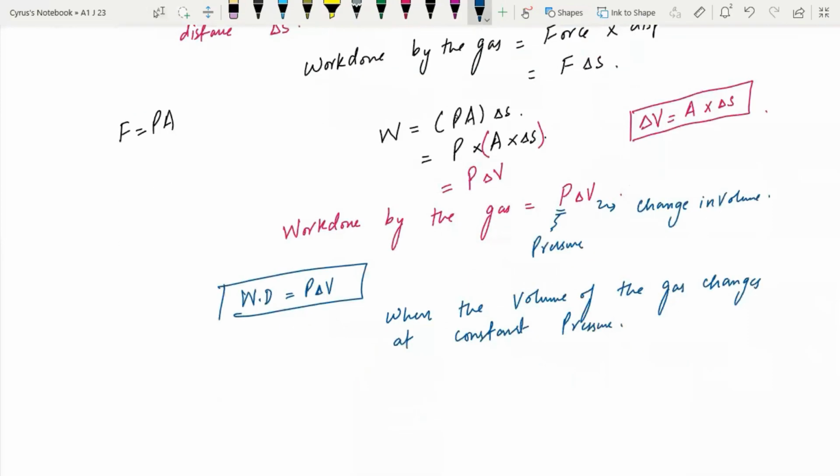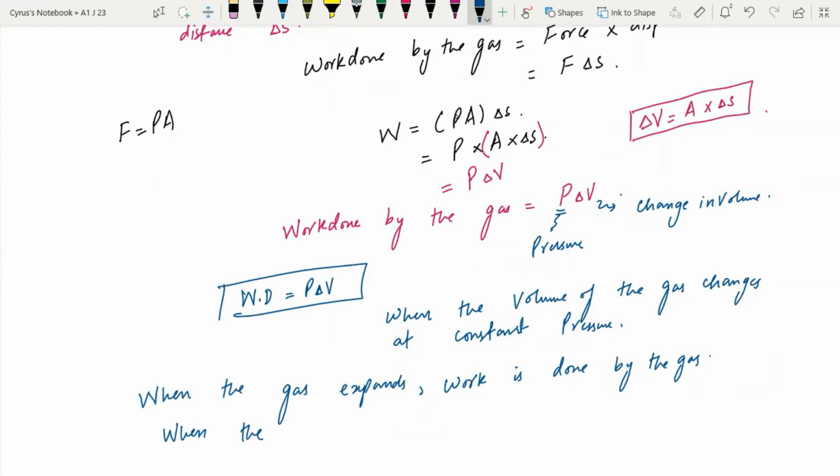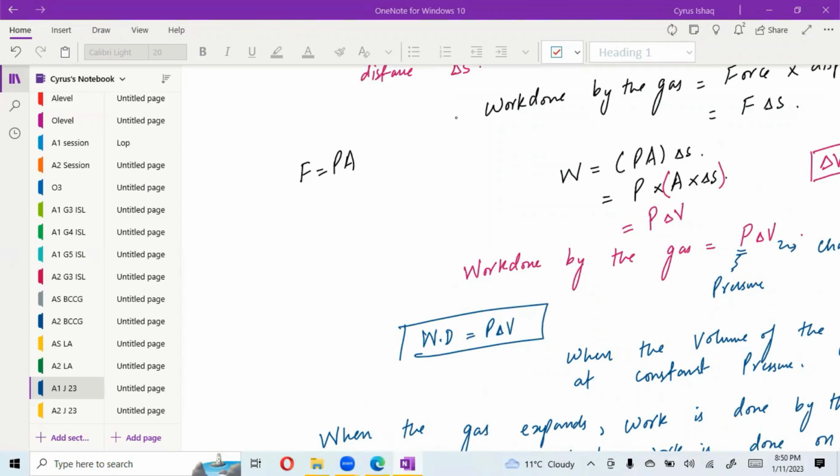Remember that when the gas expands, work is done by the gas. And when the gas contracts, work is done on the gas. Okay, let's do a question here.